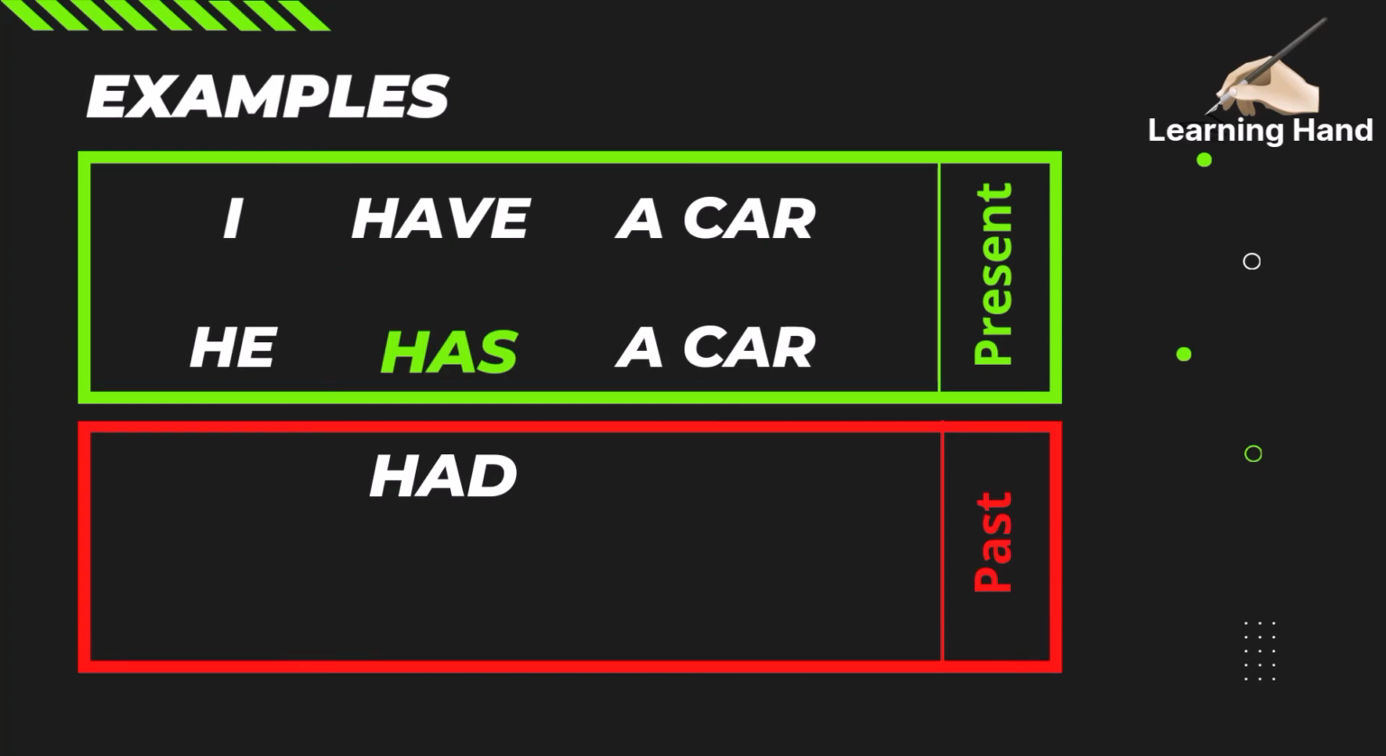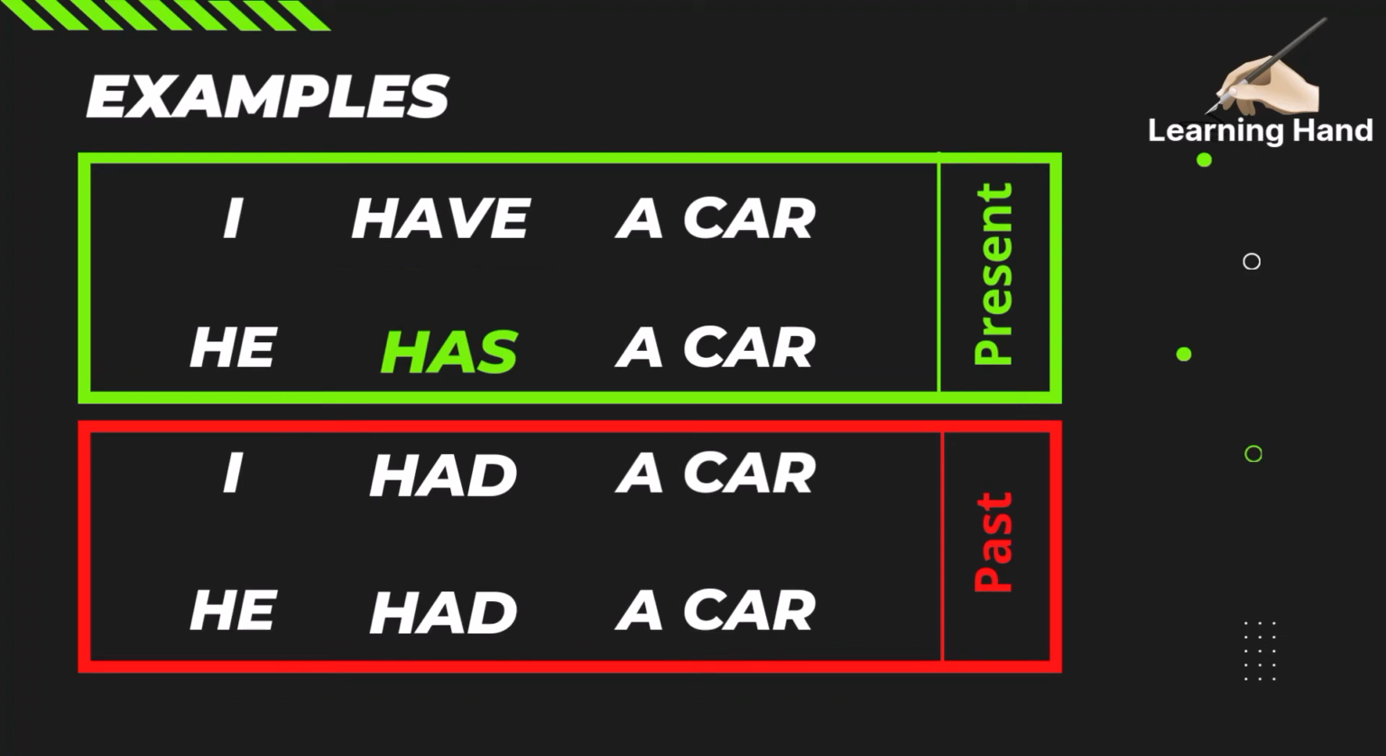Let us see the examples for past tense. I had a car. That means I had a car in my past. Let's take one more sentence to make it more clear. He had a car. Here in the first sentence, the subject is not a third person singular. And in the second sentence, the subject is a third person singular. But we are using the same word had with both kinds of subjects to show their possession. Because there won't be any change of words in past according to the subjects in the sentence. Because we have only one option to show the possession in past tense.